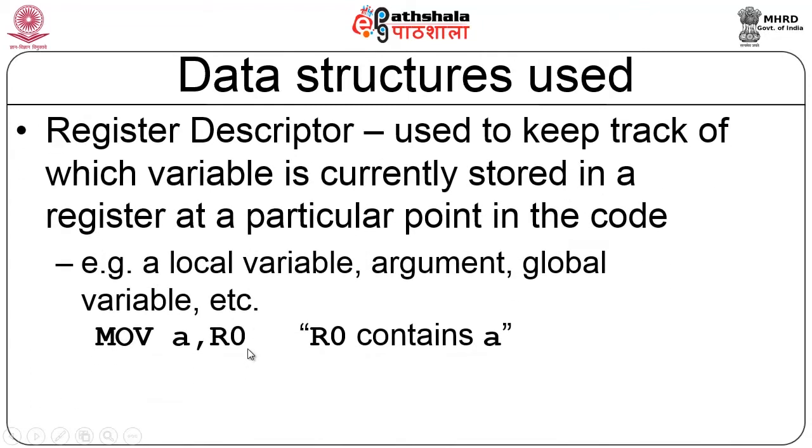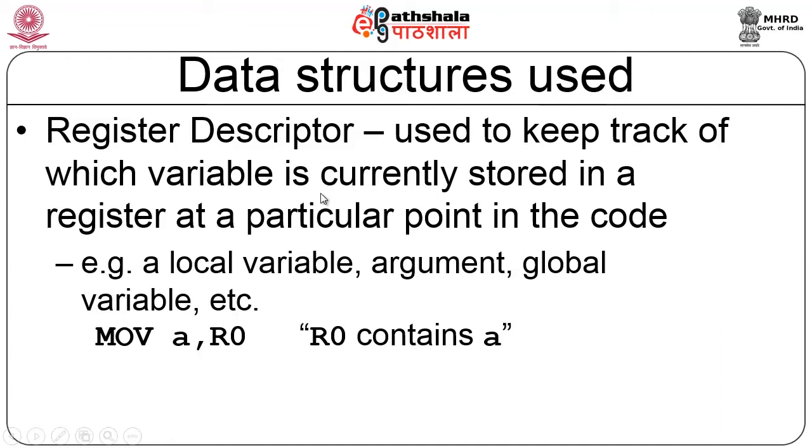Now this simple code generator algorithm uses 2 data structures. The first one is called the register descriptor and the second one is called the address descriptor. Now the register descriptor is used to keep track of the variable which is currently available in a register at a particular point in the code.